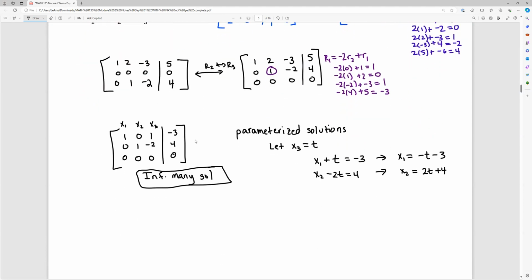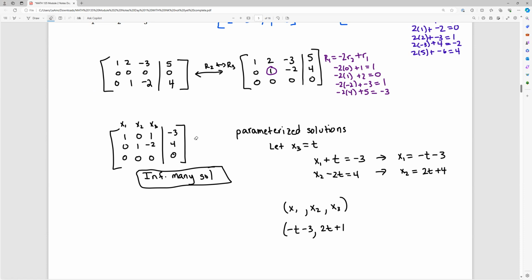So what that actually looks like as an ordered pair, because remember we have x1, or sorry, ordered triplet. It's always hard to say that. Normally you'd have x1, x2, x3. So we know that our x1 is now represented by -t minus 3, comma. Our x2 is 2t plus 4.